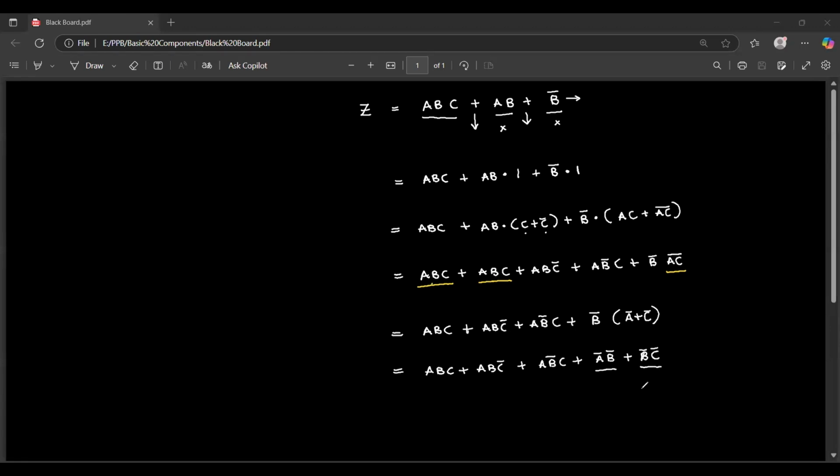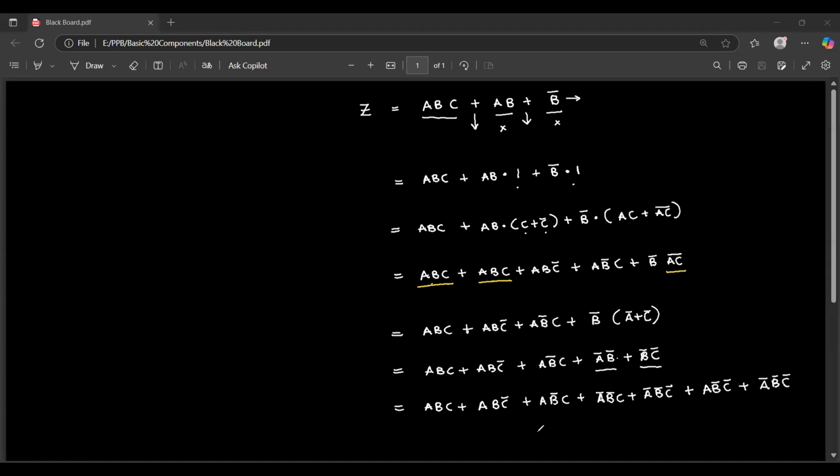Again, you have to do the first step again. I'm not going to write down all those things like dot one and stuff. I'm just going to directly write the answer. So I know I will have to put 1 here and then change it to C plus C bar and find the answer. So it will be A bar B bar C plus A bar B bar C bar. Plus here also it's the same thing. I'll get A B bar C bar plus A bar B bar C bar.